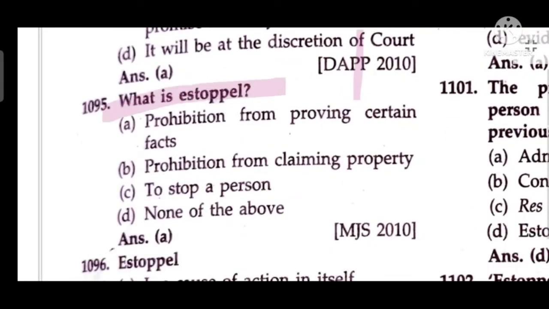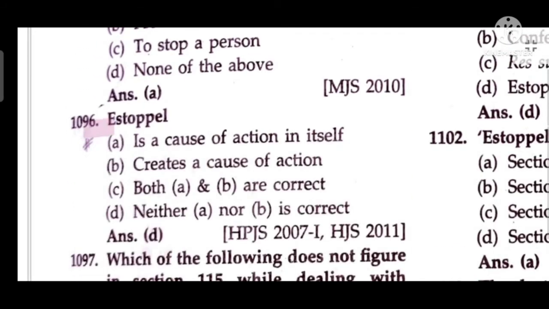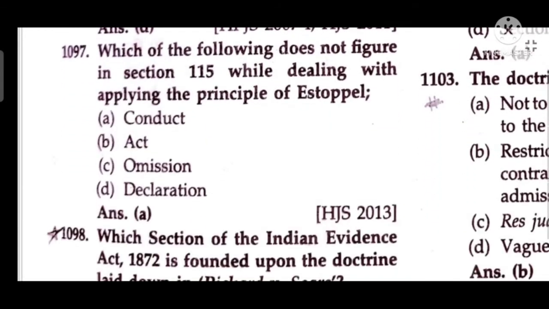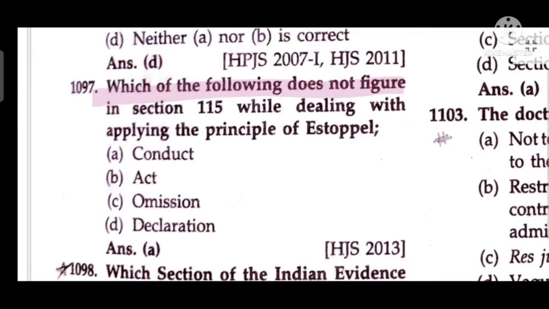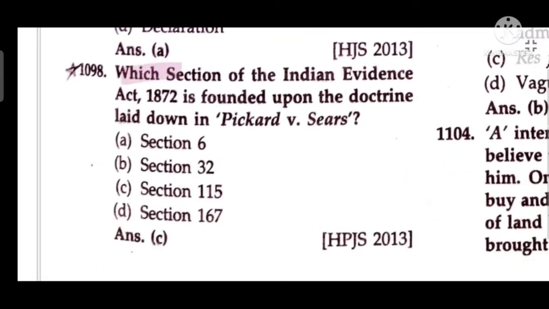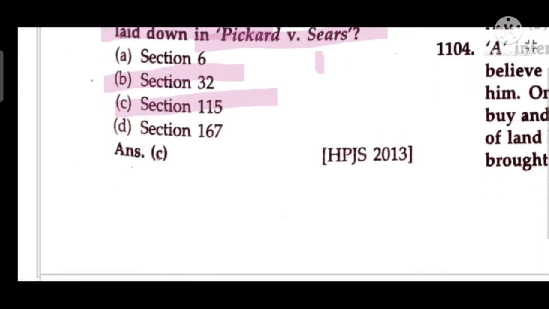What is estoppel? Prohibition from proving certain facts. Estoppel creates a cause of action. Which one of the following does not figure in Section 115 while dealing with the principle of estoppel? Conduct. Which section of the Indian Evidence Act is founded upon the doctrine laid down in Pickard versus Sears? Section 115.